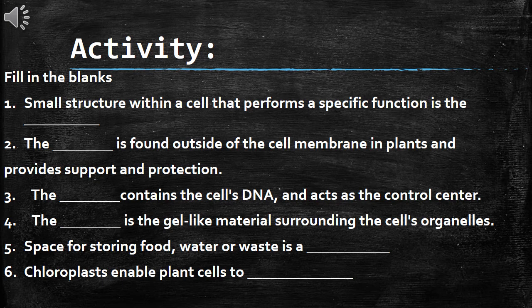Number 1. Small structure within a cell that performs a specific function is the dash. Number 2. The dash is found outside the cell membrane in plants and provides support and protection. Number 3. The dash contains cell's DNA and acts as a control center. Number 4. The dash is the gel-like material surrounding the cell's organelles. Number 5. Space for storing food, water or waste is the dash. Number 6. Chloroplast enable the plant cells to dash.